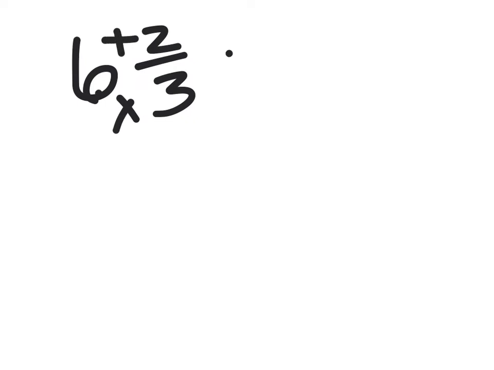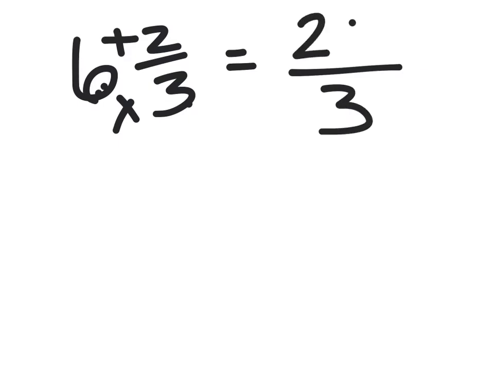Another way to do it, 6 2/3, is just to do 3 times 6 plus 2 and keep the denominator. So 3 times 6 is 18, add 2, 20/3. Those are 2 ways to explain it, but you do the same thing. You multiply the denominator times the whole number and add the numerator.